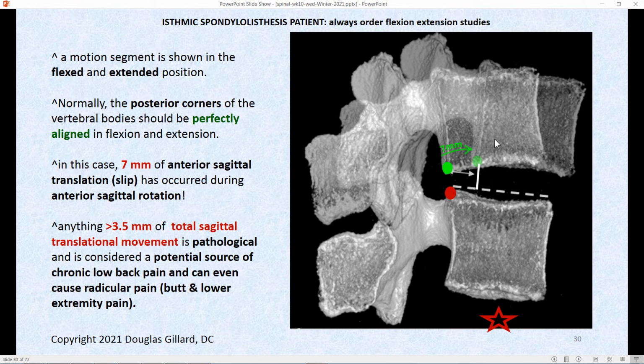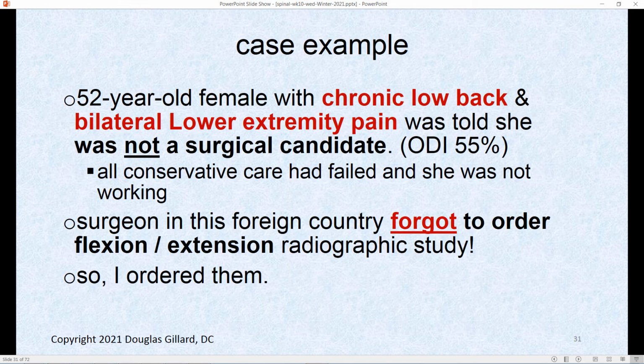And why does that happen? That's because these two forces are coupled. The anterior sagittal translational force is coupled with the anterior sagittal rotational force. Normally there would be no movement. If we took an x-ray of you bending forward and an x-ray of you bending backwards, you wouldn't have any slip like this. And you're going to use that tool all the time in practice.